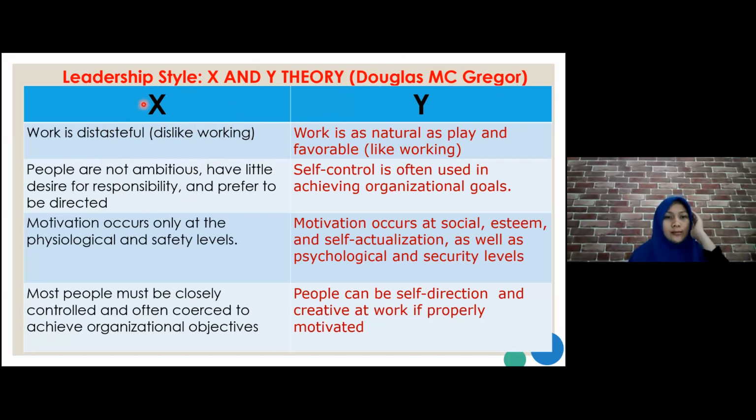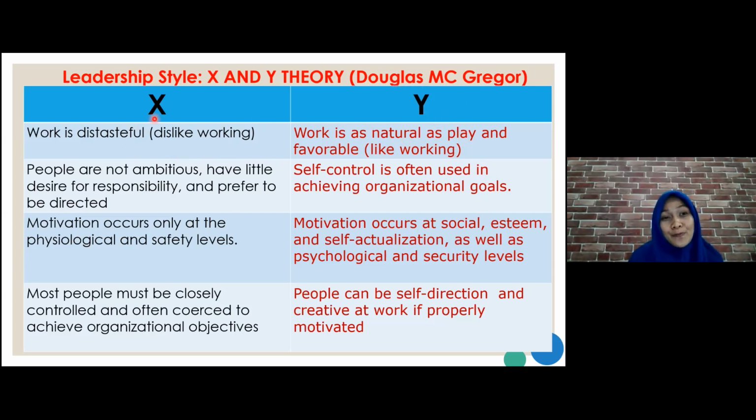In the X perception, work is distasteful. I don't like working. I hate Monday. I'm just working for getting the money. If I had much money, I wouldn't work, right? So work is distasteful. That's the X perception. Whereas in the Y perception, work is as natural as playing and is favorable. It's my hobby and I love working. I love Monday. It's the kind of person who likes Monday, who likes working.